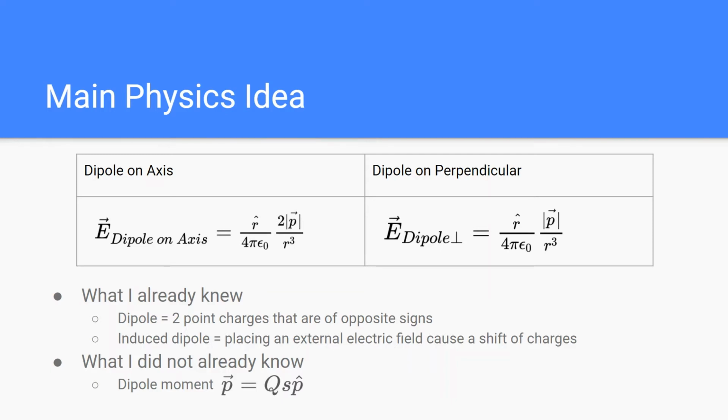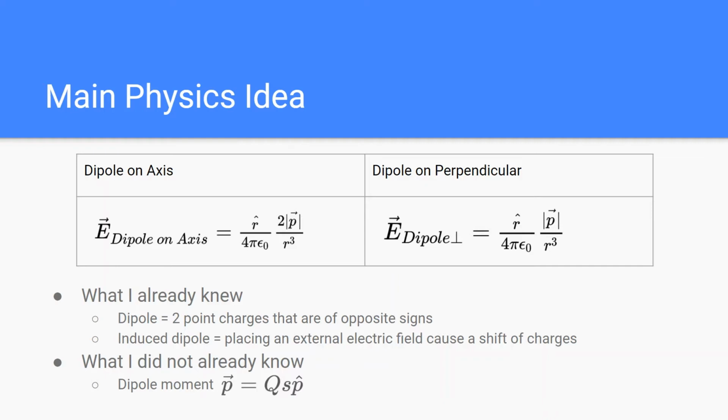And for the dipole on the perpendicular line, where the charge is perpendicular to the direction of p hat, which is the line from the negative charge to the positive charge of the dipole, the field is equal to r hat over 4 pi epsilon 0 times the magnitude of p over r cubed. So the difference between a dipole on axis and on the perpendicular is that the size of the electric field on axis is twice as big as on the perpendicular.